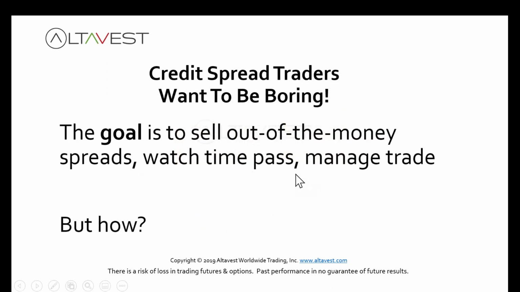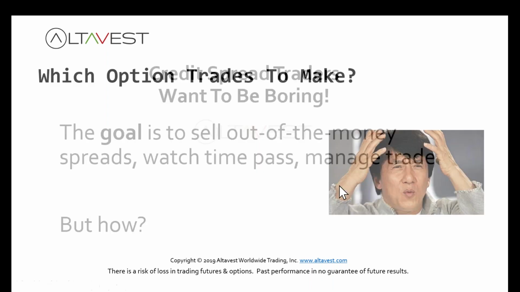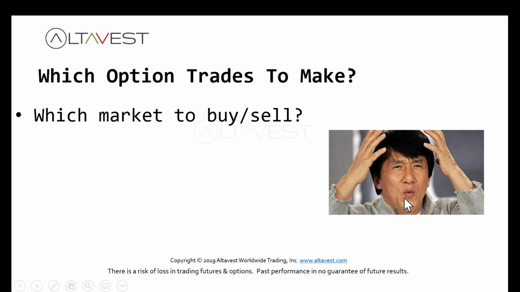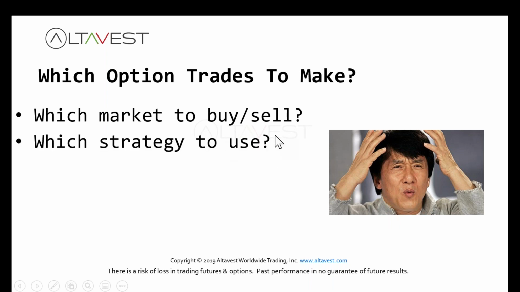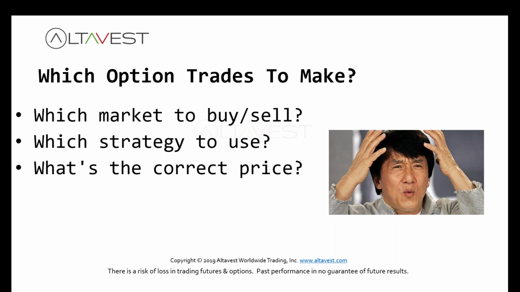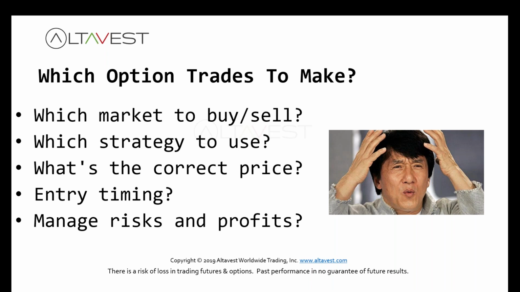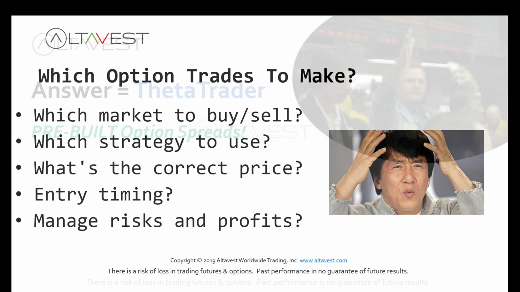So the whole idea is to sell these out of the money spreads and then watch time pass as you collect the premium and then manage that trade. But how would you manage that trade? How would you even know which trade to choose? That's the question I think Jackie Chan is asking. Which market are you going to do this with? What strategy would you apply? At what price? The timing. How would you even manage the risk and the profits? Well, here is the answer.